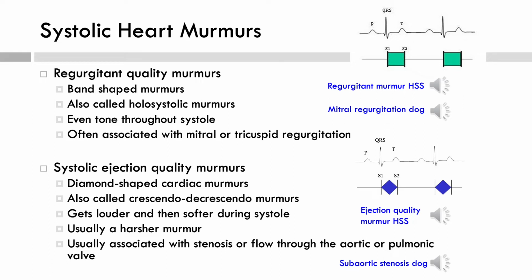Systolic heart murmurs can be divided into regurgitant quality murmurs, which are band-shaped murmurs. They're also called holosystolic murmurs, and they have a relatively even tone throughout systole. These murmurs are often associated with either mitral or tricuspid regurgitation. This murmur is from a dog with mitral regurgitation that also has sinus arrhythmia.